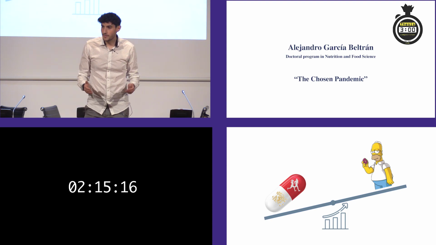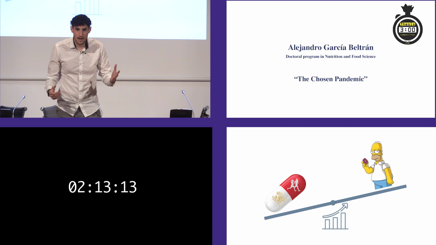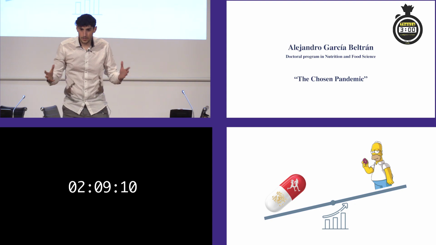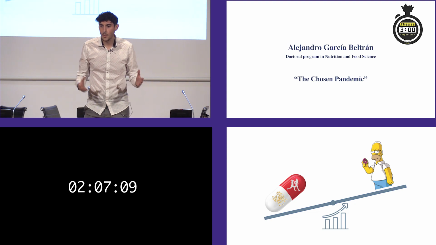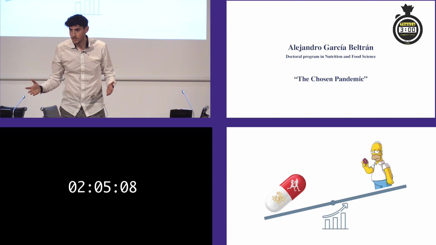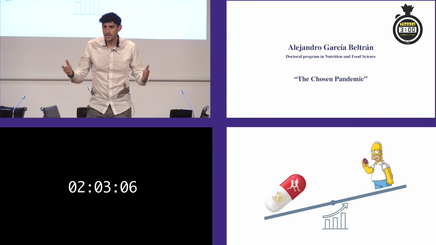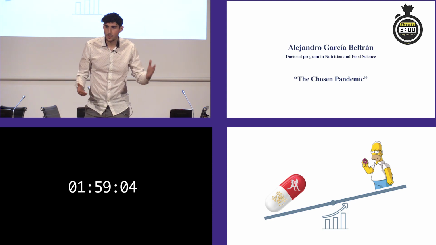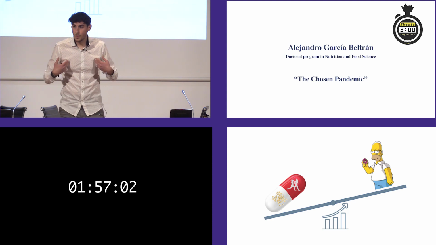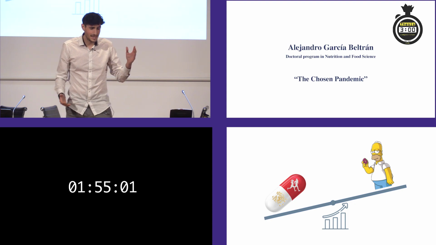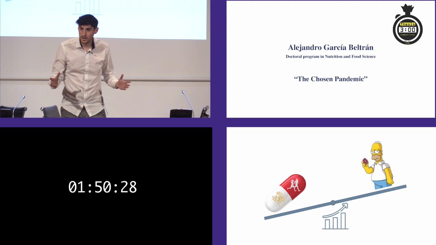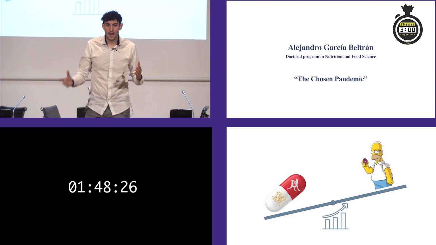It has been observed that since 1975, the prevalence of obesity has tripled, with 40% of the world's population being overweight and 13% being obese. So it is a serious problem, and it could be said that obesity is the chosen pandemic, since we had created it and in the vast majority of cases it is avoidable, simply following a healthy diet and doing some physical activity.